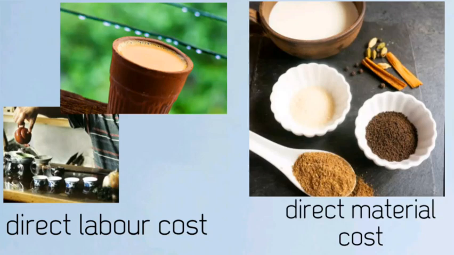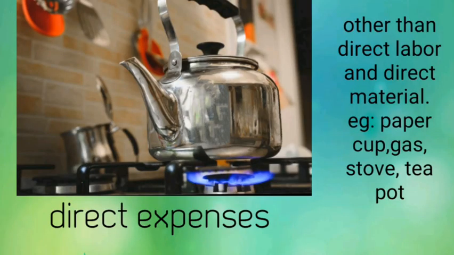Coming to the direct expense, a product cannot be produced without incurring such expenses, right? Direct expenses are those expenses that vary in relation to the production volume other than the direct material cost and the direct labor cost, right? Already we saw what are the direct material cost and direct labor cost. Here we have an instance for a direct expense. As we said already, it should be other than direct labor and direct material.